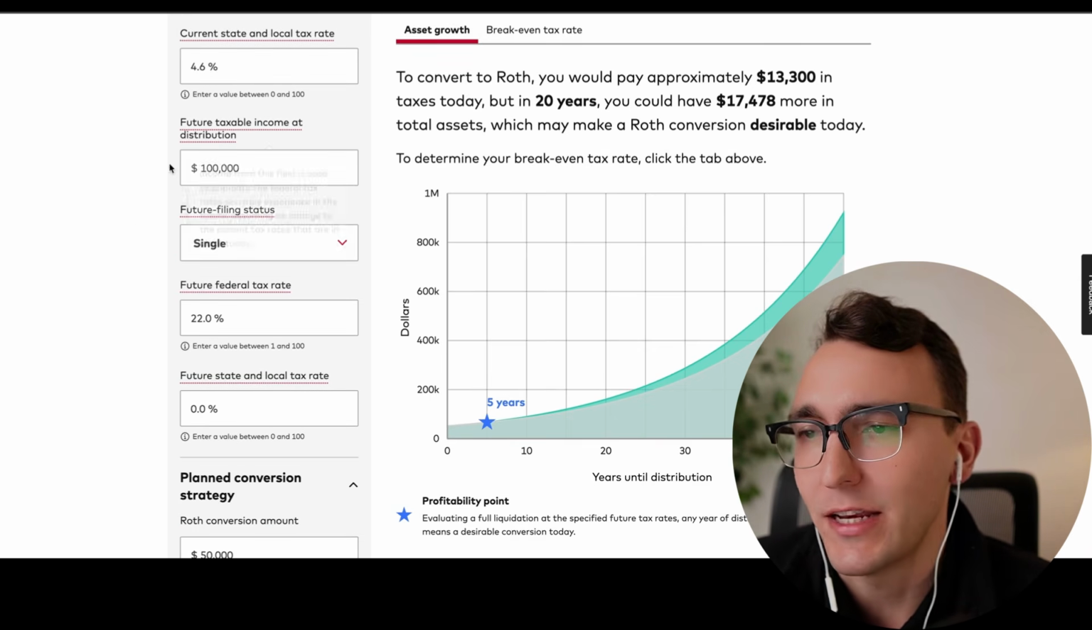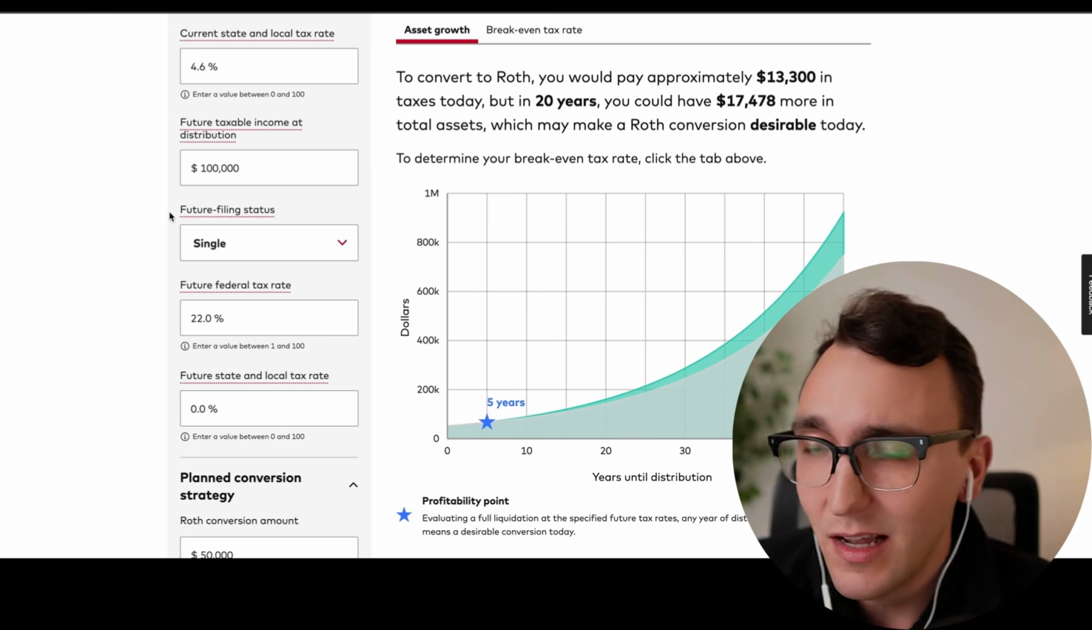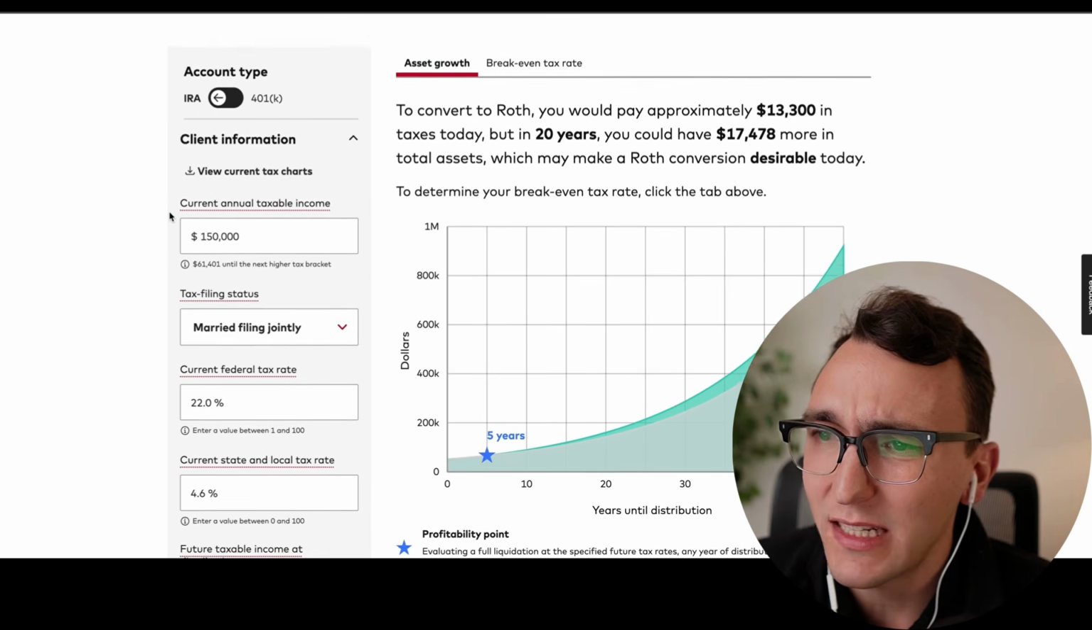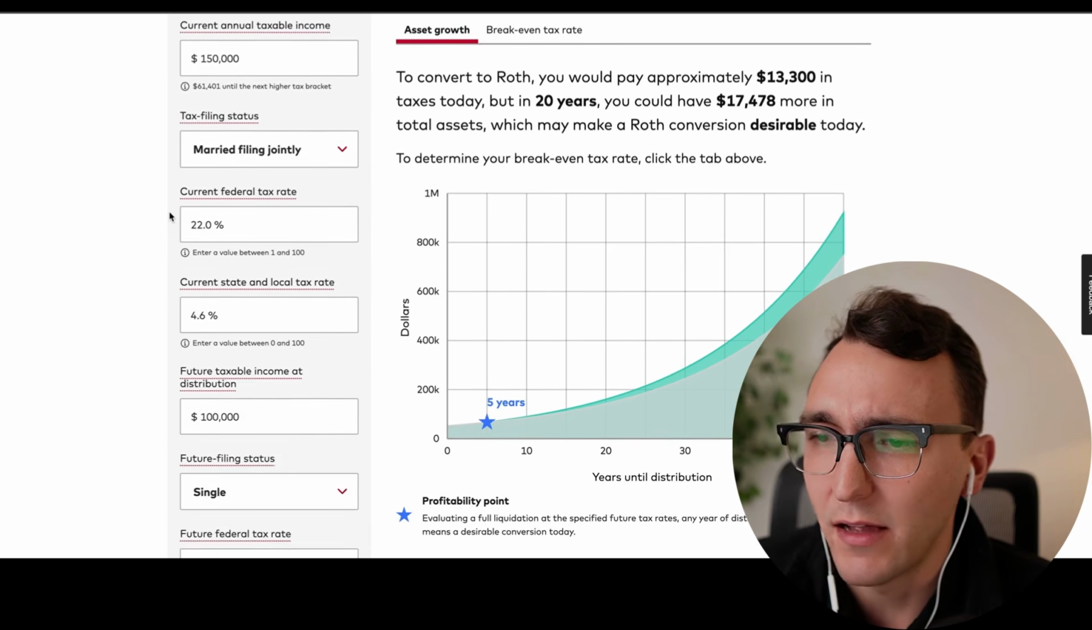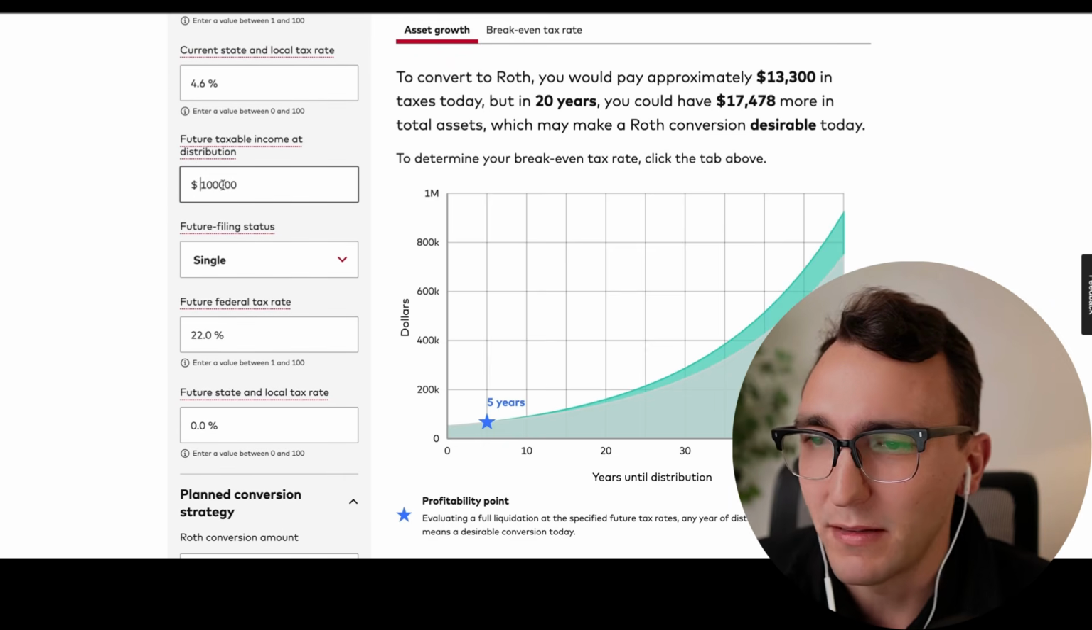It's your taxable income at distribution. So this is a field used to populate the federal tax rates you may experience in the future, assuming no change in the current tax rates that are in place today. Okay, so 100 grand off my, what did I say my portfolio was? Okay, we didn't give the balance yet. So 100,000, I guess. Well, maybe we'll shoot for 10 grand a month, 120,000.